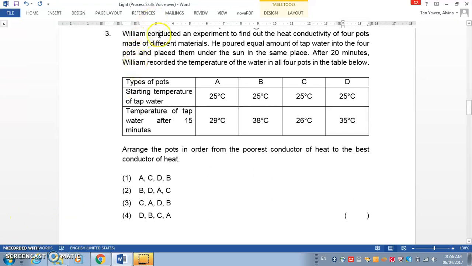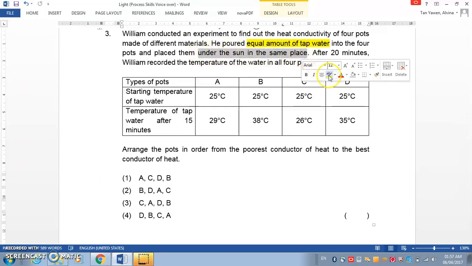Alright, so this question says that William conducts an experiment to find out the heat conductivity of 4 pots made of different material. So we have pots A, B, C, and D, each made of different materials. He poured an equal amount of tap water into the 4 pots and placed them under the sun in the same place. After 20 minutes, William will record the temperature of water in all 4 pots and is shown in the table below.